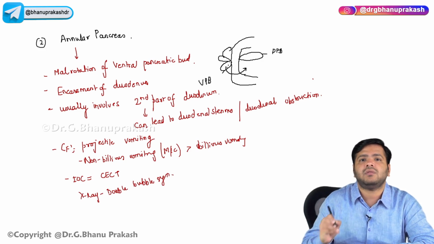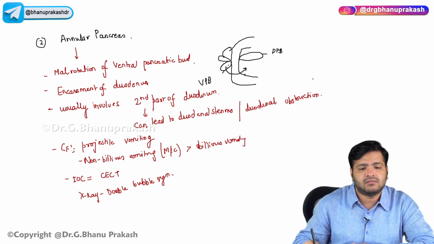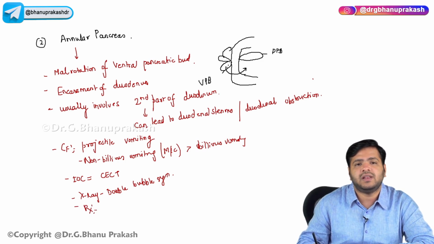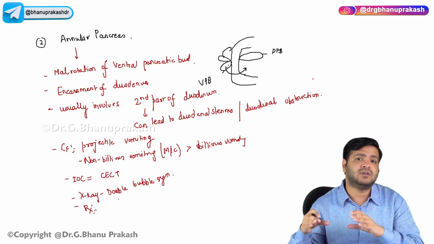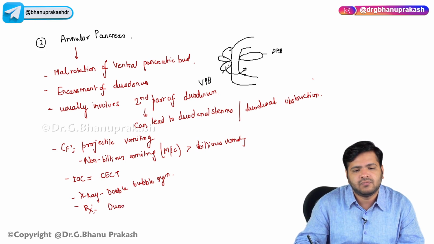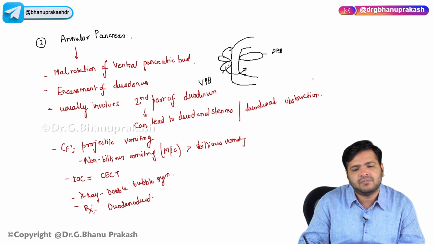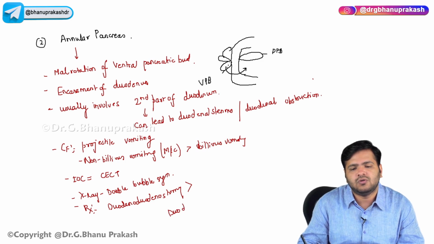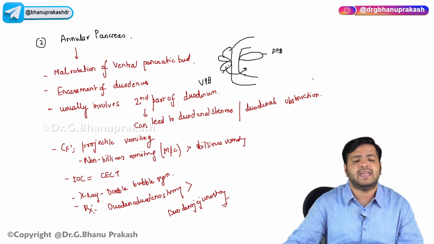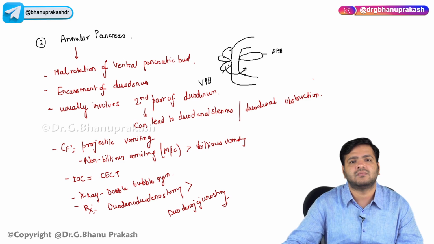and what is the treatment that you will do? The treatment, you will actually cut this part of the duodenum, okay, and you will join the rest of the duodenum with the jejunum, or you can either join the rest part of the duodenum with the duodenum only. So this is called as the duodenoduodenostomy, or you can do duodenojejunostomy. So this is about the annular pancreas. Thank you.